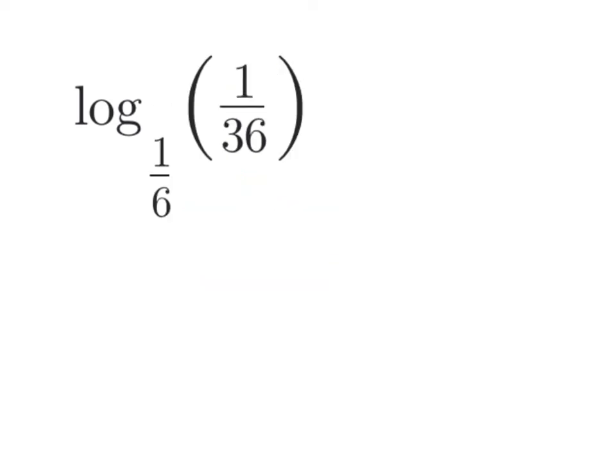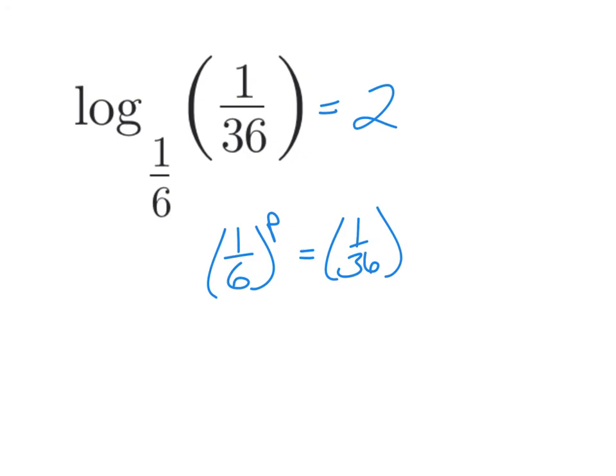But when the base and what we're taking the log of are both fractions, again, we can think of this as a power. 1/6 to what power is 1 over 36? Since they're both fractions, the power is going to be straightforward. 1 to any power is going to be 1, but 6 squared is going to be that 36. So this log is going to be 2.